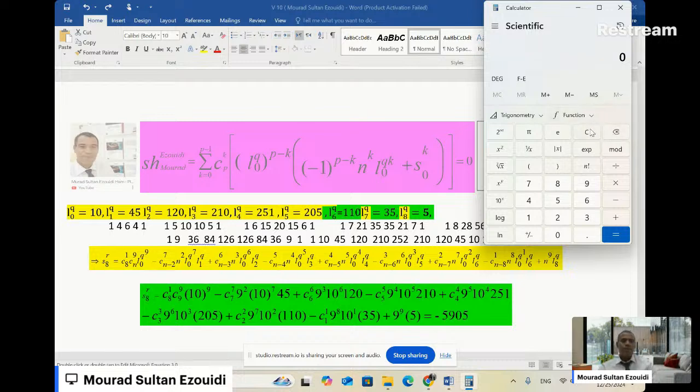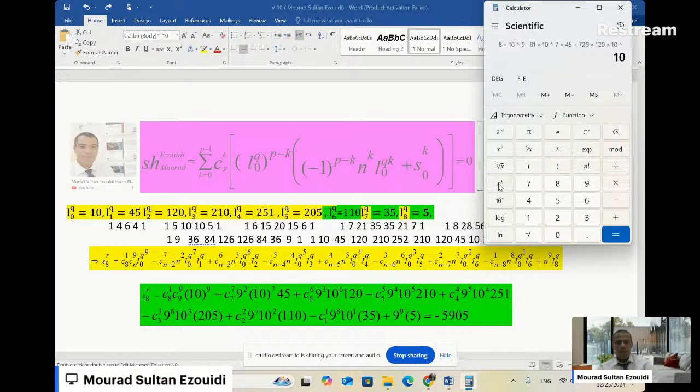Okay, so this one could be 8 times 10 raised to the power 9, minus 81 (9 squared) times what? Times 10 raised to the power 7, times 45, plus 9 cubed, 729, multiplied by 120. Okay, multiply by 10 raised to the power 6.